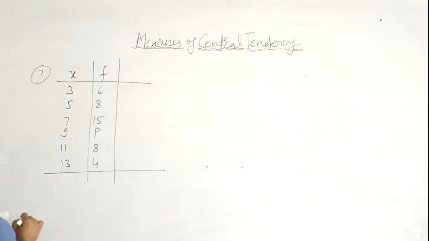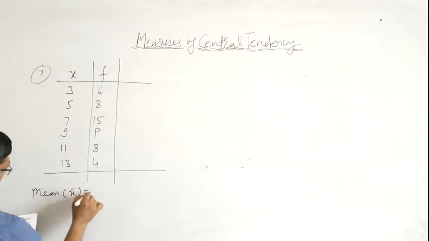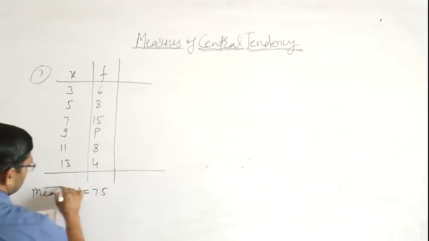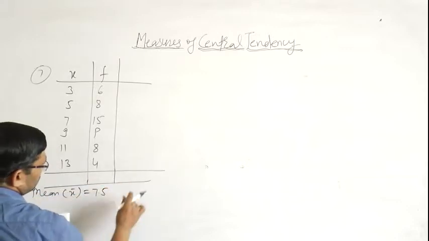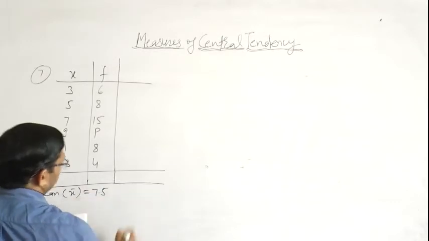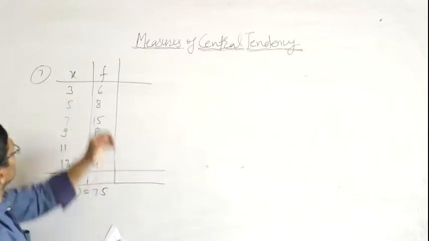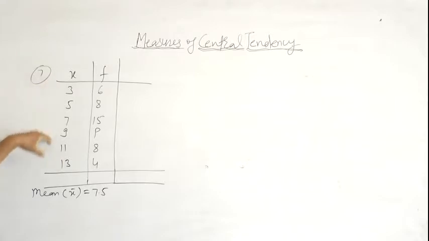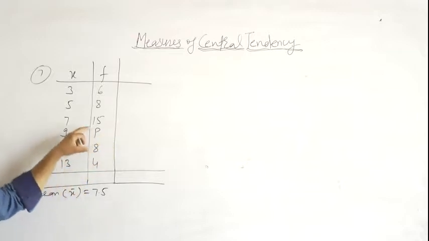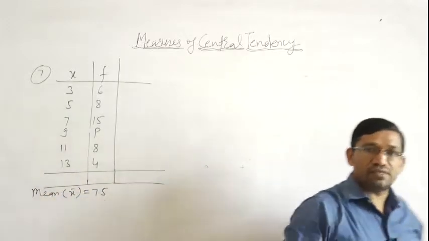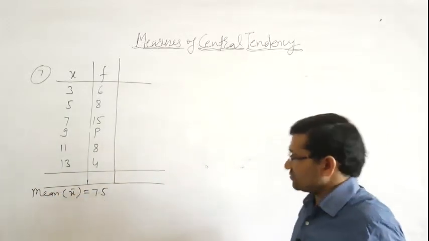And mean is also given, that is 7.5. In this question, mean is given, number of observations x is given and their frequencies are given. We want to find out the value of p. Because arithmetic mean is given, we use the formula of arithmetic mean.